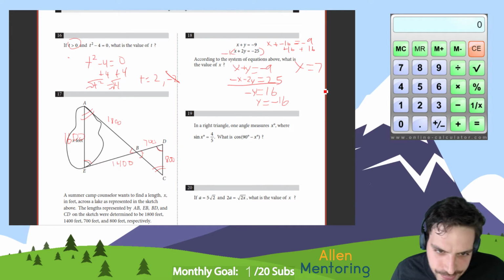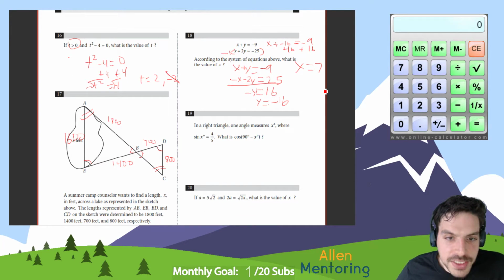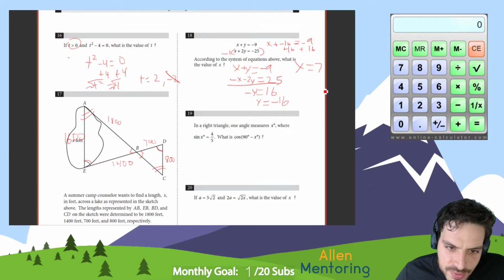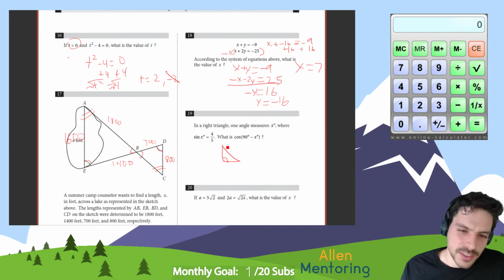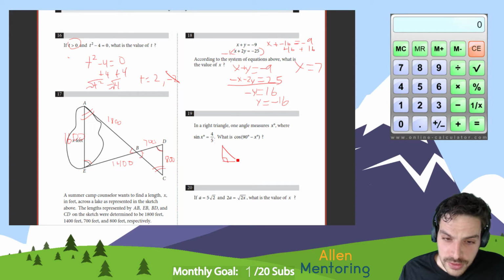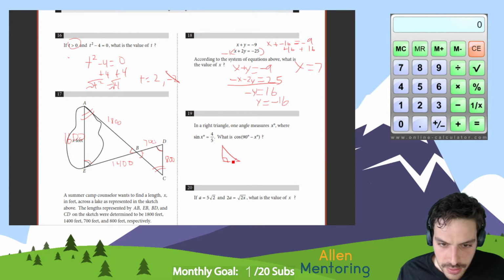Okay, 19. In a right triangle, one angle measures x degrees, where sine of x degrees is equal to 4 over 5. What is cosine of 90 degrees minus x? So this goes back to some trig, right? And so we know trig has to do with right triangles. So we see this is the worst right triangle ever drawn to man, but imagine this is good, okay? Best triangle you've ever seen.